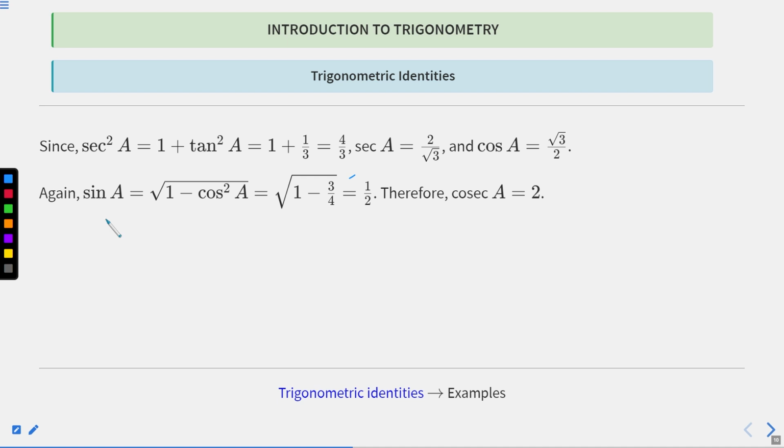Therefore cosec A is the reciprocal of sin A. Here we found the value of sin A is equal to 1 by 2. So cosec A is equal to 1 by sin A, that is equal to 2.